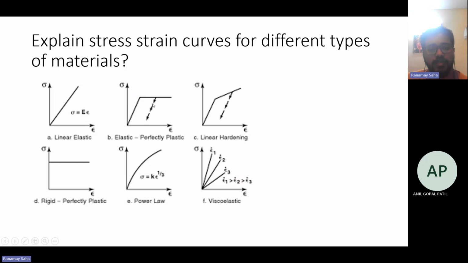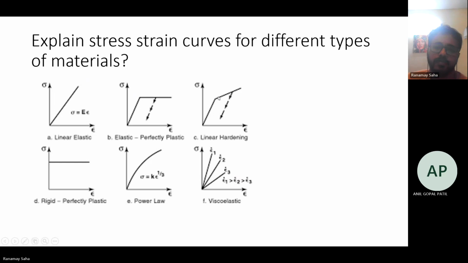So this part is the recovered region, and one region remains unrecovered. This arrow is to show you that the material will never come back to its initial undeformed shape. Then you have a linear hardening. We have talked about strain hardening earlier.